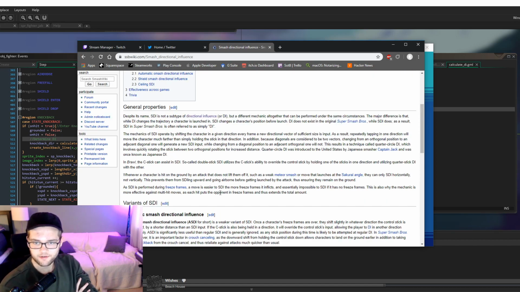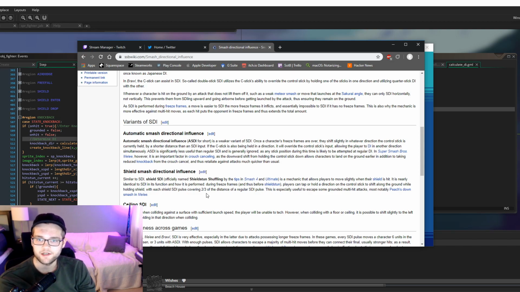Whenever a character is hit on the ground by an attack that does not lift them off of it, such as a weak meteor smash or a move that launches at the Sakurai angle, they can only SDI horizontally, not vertically. This prevents them from SDIing upwards and going airborne before they launch, thus ensuring they remain on the ground. Automatic SDI, or ASDI, is a weaker variant of SDI. When the character's freeze frames are over, they shift slightly in whatever direction the control stick is currently held, by a shorter distance than the SDI input. If the C-stick is also being held in that direction, it will override the control stick input, allowing the player to DI in another direction simultaneously. ASDI is significantly less useful than regular SDI and is generally ignored, as any stick position during this time is likely to be an irregular DI.